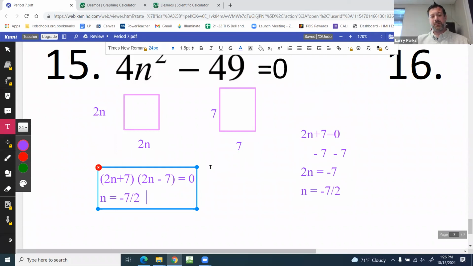Now the other one is going to be very similar. You're going to add 7 and then divide by 2, so it's going to be +7/2. Okay, so there's my solutions. It's factored and I solved.